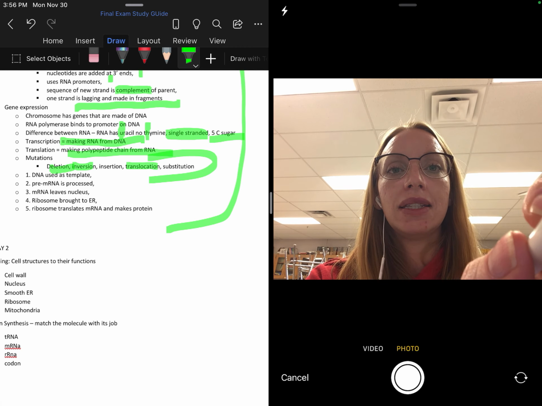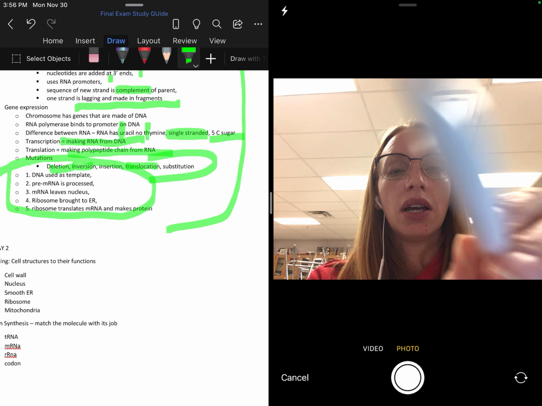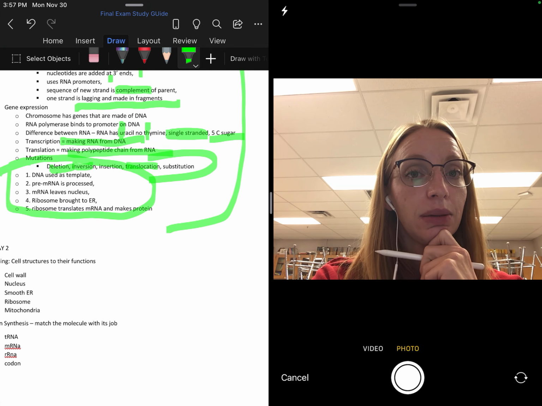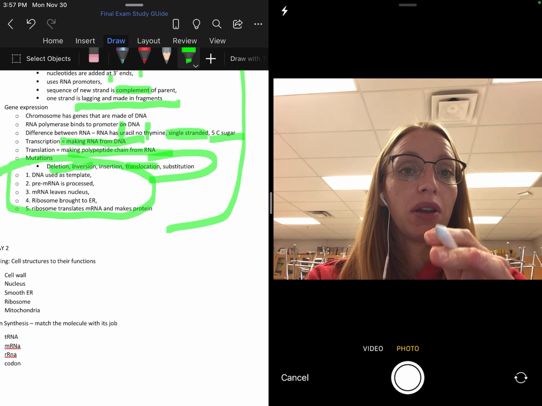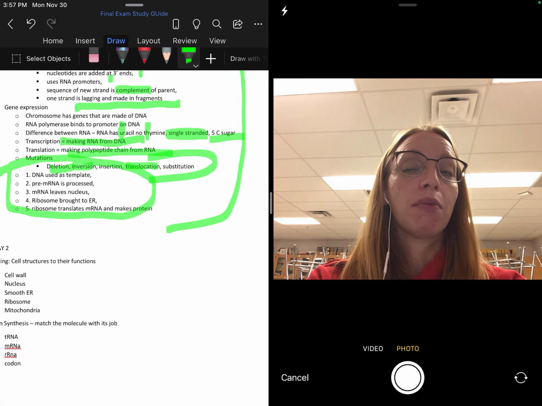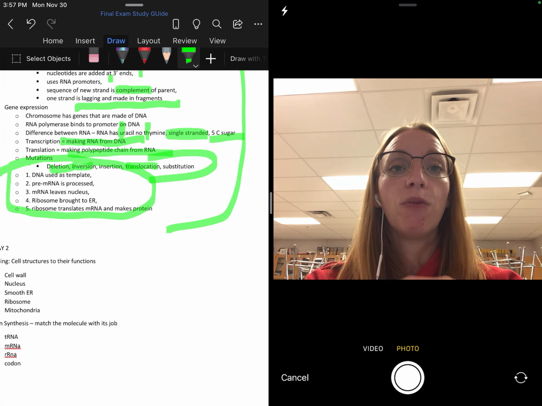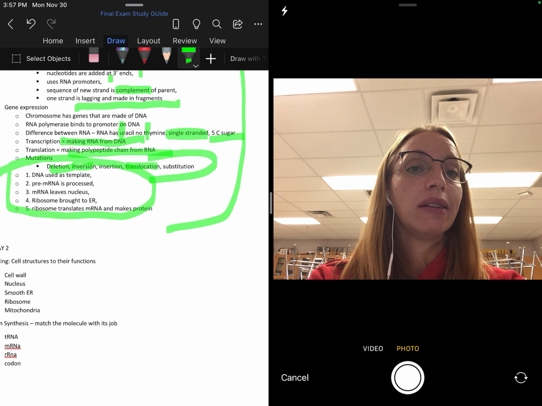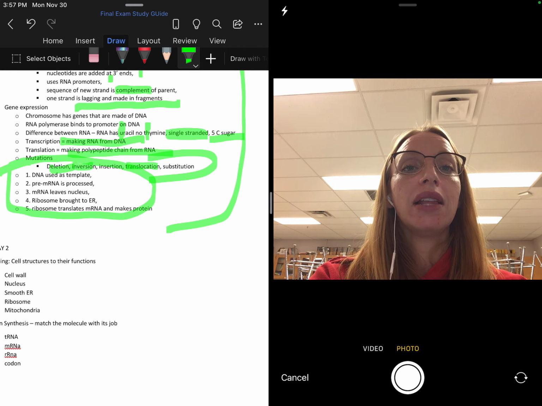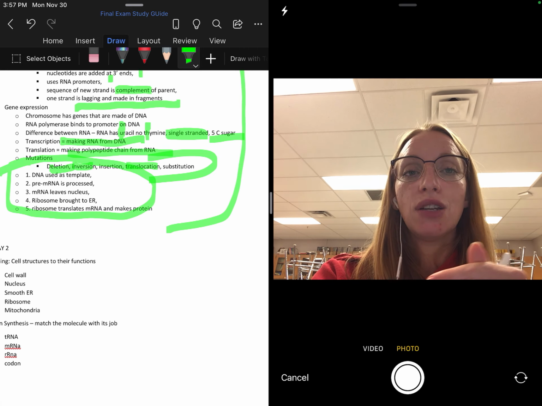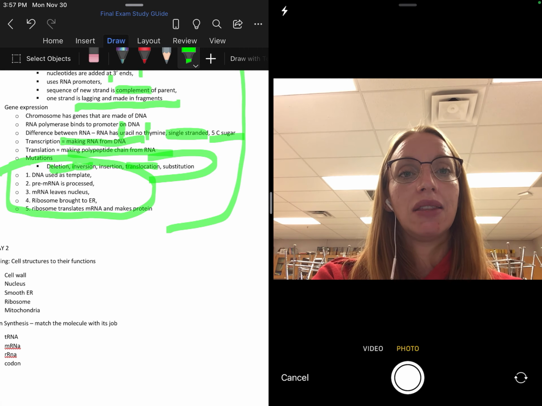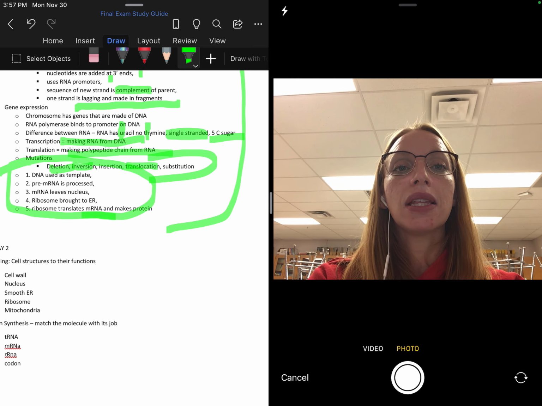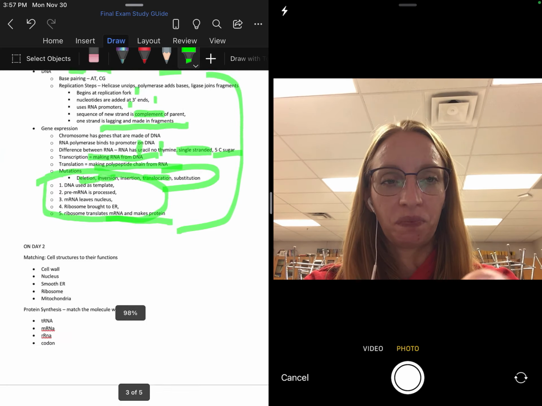There are main steps of gene expression and how they go from DNA to proteins. So the first step is DNA is used as a template to make the pre-mRNA. Then remember it's processed, you get the poly A tail and the end cap, and the RNA leaves the nucleus. Next, that plus the ribosome is brought to the endoplasmic reticulum where protein synthesis will take place. You add the polypeptides on, and the ribosome will then translate the mRNA and make the protein.